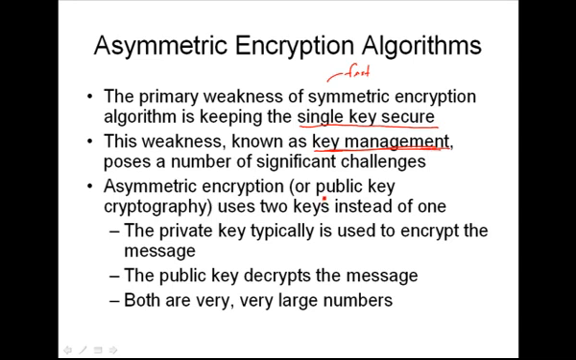This is also called public key cryptography. This uses two keys instead of one. The private key typically is used to encrypt the message. The public key typically is used to decrypt the message, although there's some variations on this. They're both very, very large numbers, and they're created at the same time in a mathematical operation. It's not hard to create the keys.